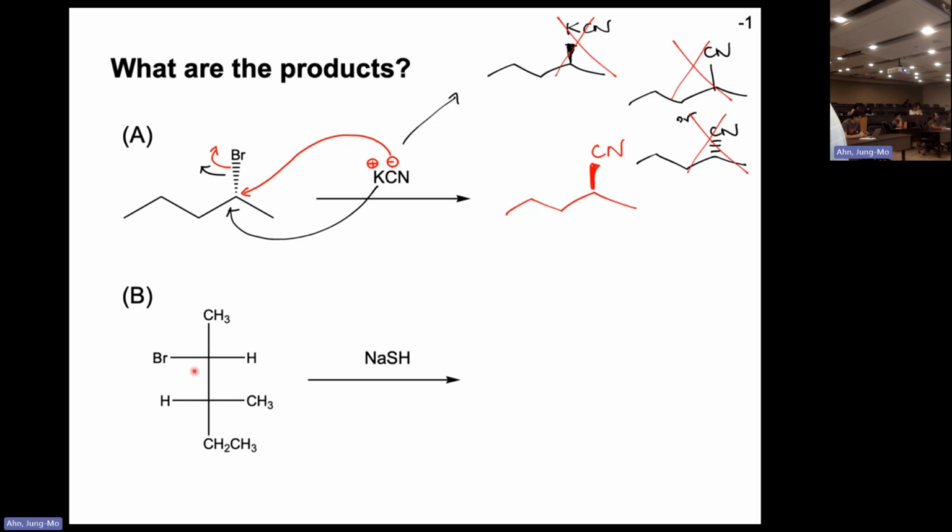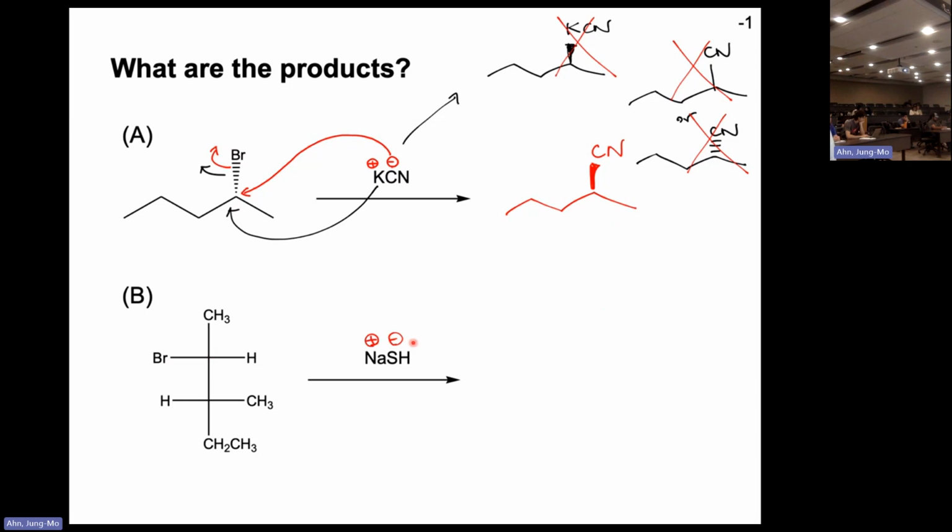And now you know these things. I hope that you didn't forget about the Fischer projections, right? Fischer projection means that these horizontal lines are actually wedge lines, and these vertical lines are dash lines. But you can still get the reaction wrong in the Fischer projections.